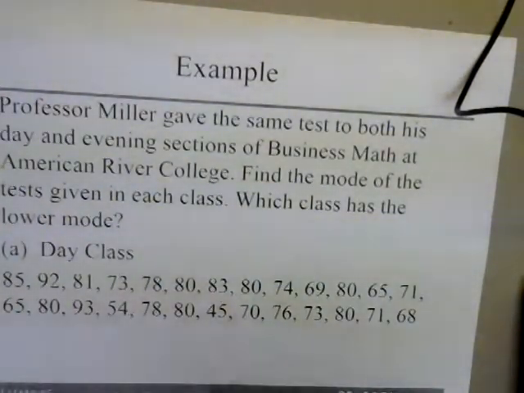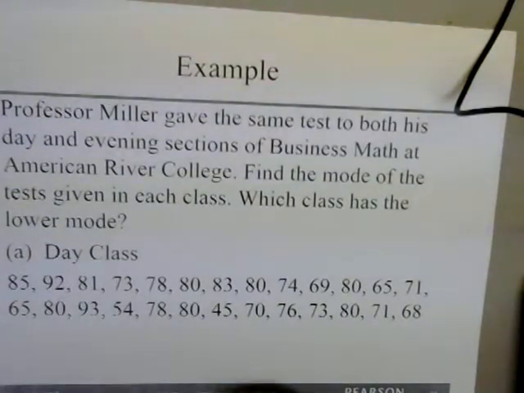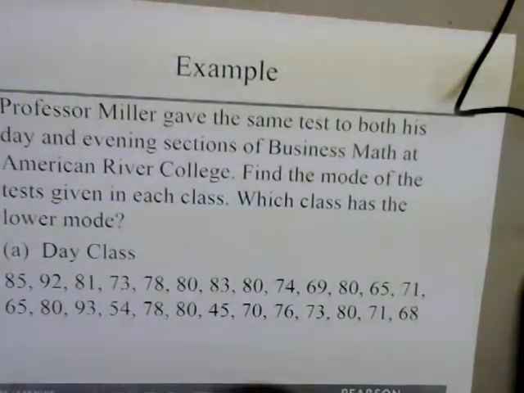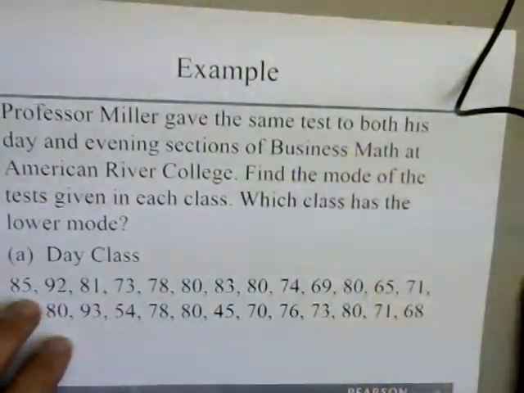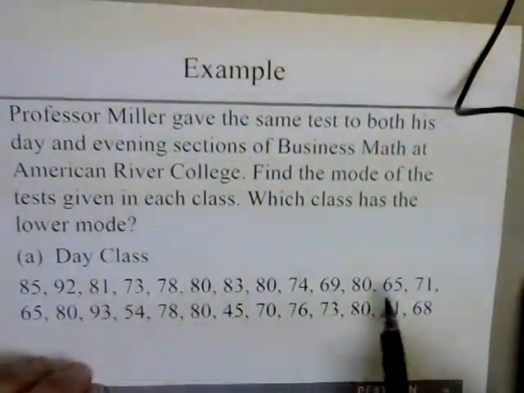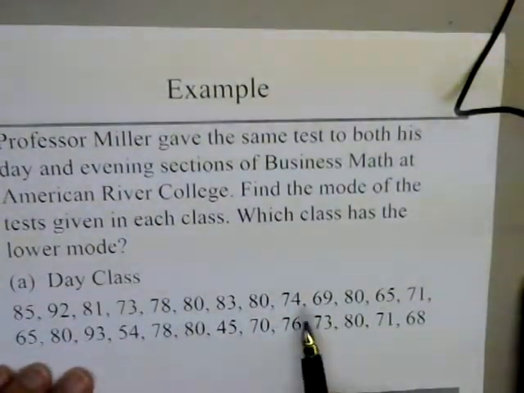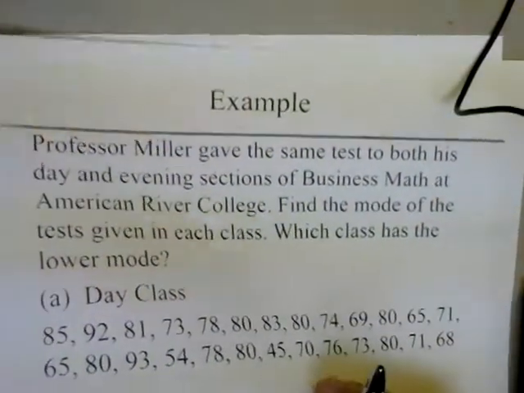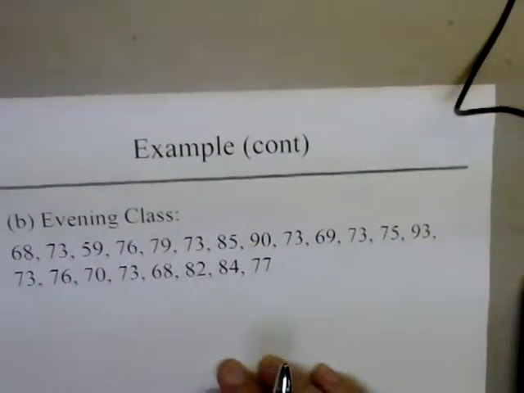So this professor gives a test to both his day and evening classes. You want to find the mode of the tests given in each class. Which class has the lower mode? So here's the day class, and it's really kind of hard to tell what the mode is by looking at the data here. You might want to organize it. And then we'll look at the night class here. And then here's the data for the evening class.